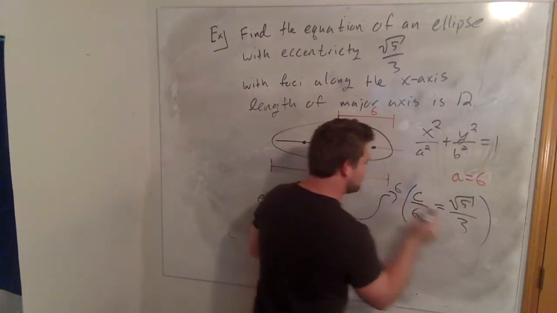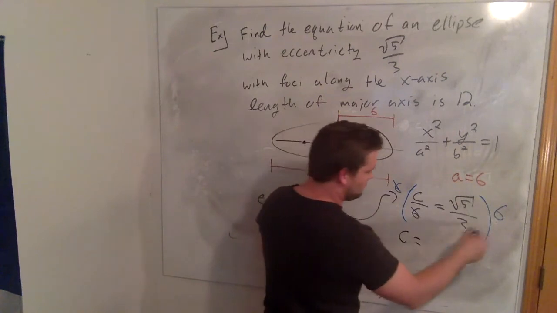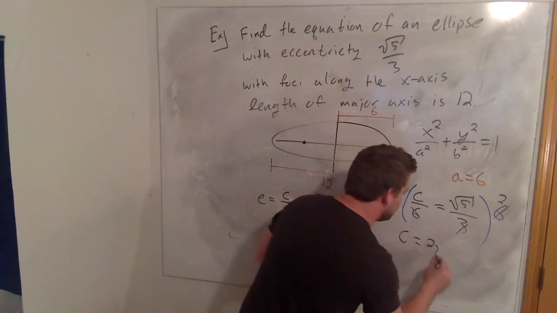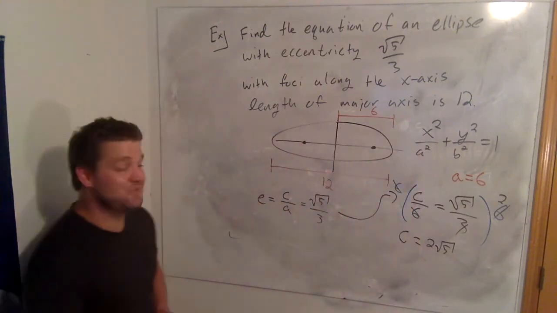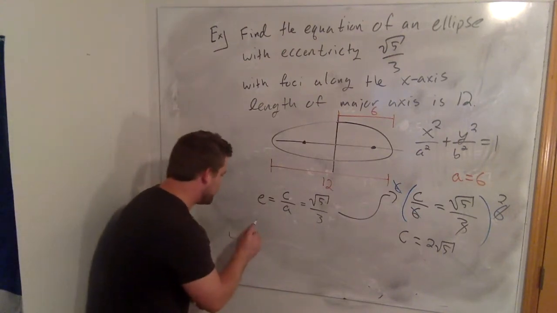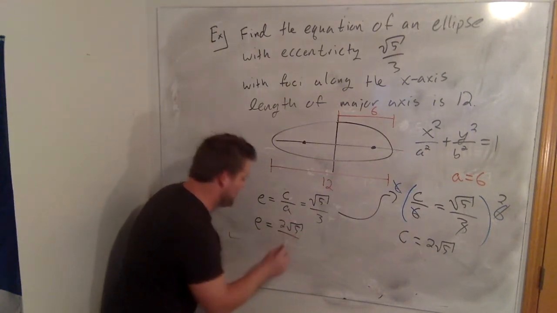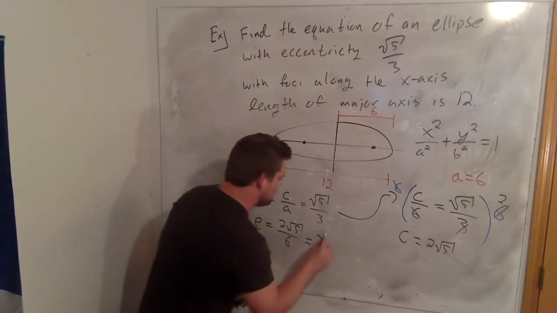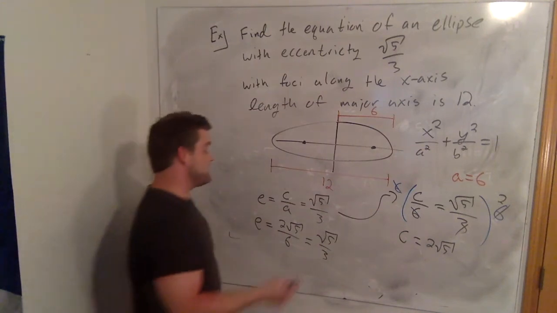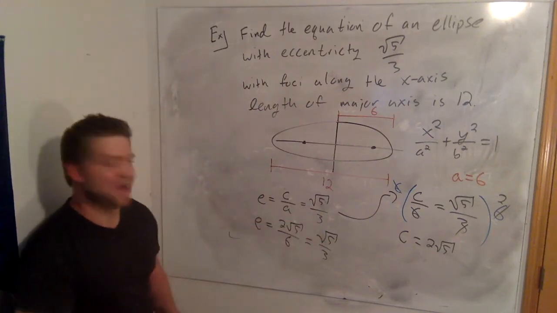We'll multiply both sides by 6. So C is the same thing as, well, this 3 can divide into the 6, that'll be a 2 now, so it'll just be 2 root 5. So we know our C value. Notice here that C is 2 root 5, and our A was 6, but this reduces to root 5 over 3. So be careful with these type of problems. If they give you the eccentricity, you can't necessarily say that the numerator is C and the denominator is A, because they could be giving you a reduced fraction.